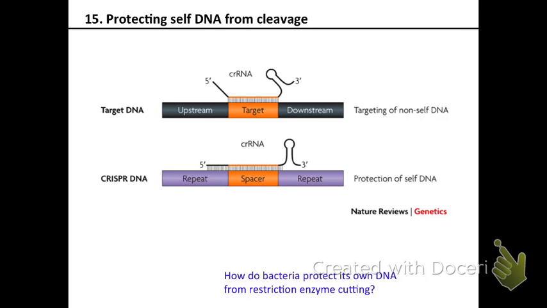Bacteria have other types of adaptive immune systems, right? So, for example, how do bacteria protect their own DNA from restriction enzyme cutting? It's a very similar idea. Bacteria use restriction enzymes to cut invading DNA coming from viruses and phages and so on. But these restriction enzymes don't cut their own DNA. Why? What can you think of? What might the bacteria be doing to prevent this?